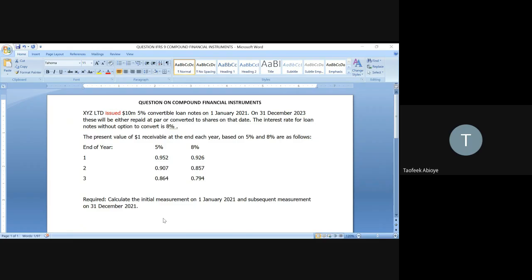So that is the question you are going to be putting your eye on. Is it issued or purchase? If it's purchase, it is an asset. If it's issue, it is a liability. So this question is a liability. They said XYZ issued a 10 million 5% convertible loan note.